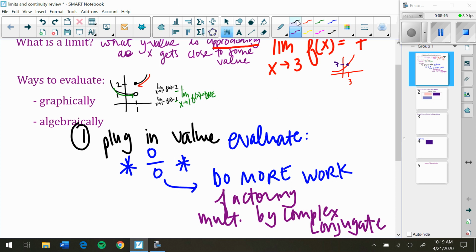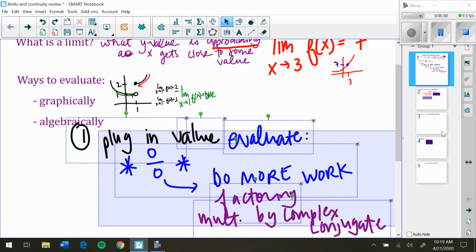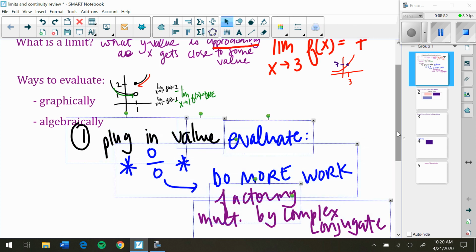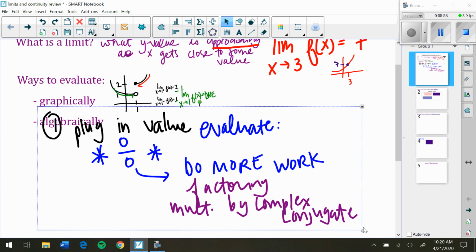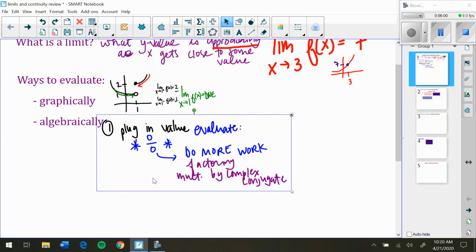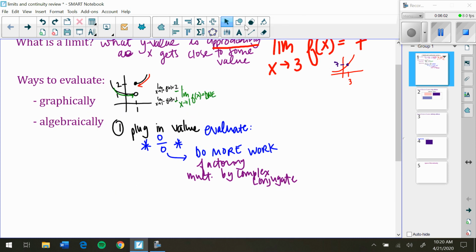Sometimes the quote-unquote more work was really just simplifying the equation that you had, but in general, we can do those two things when we notice that issue with the 0 over 0.